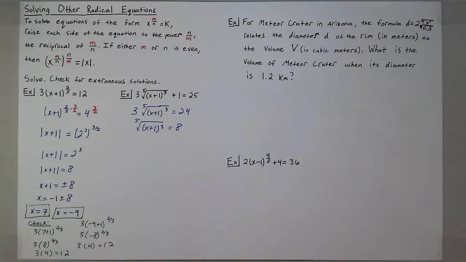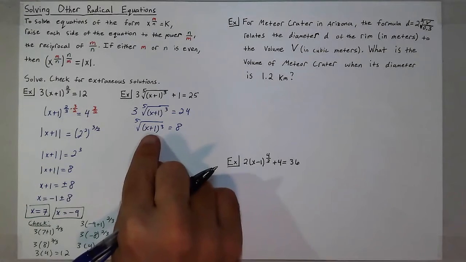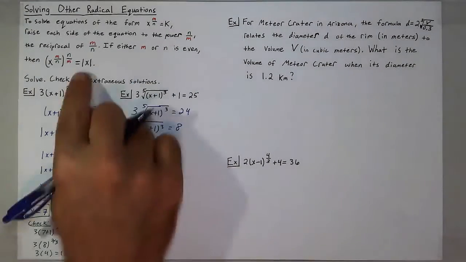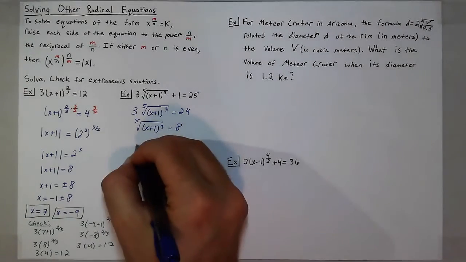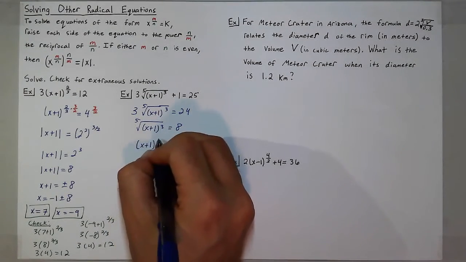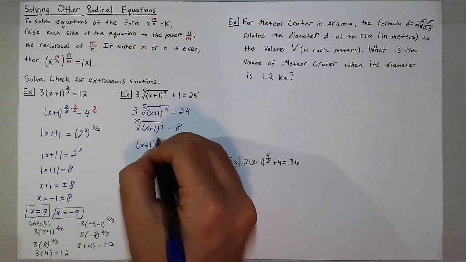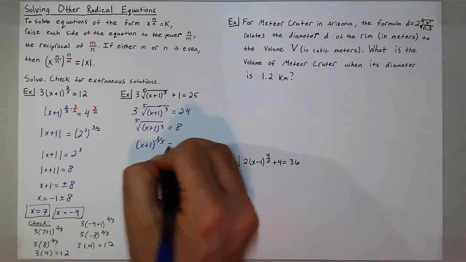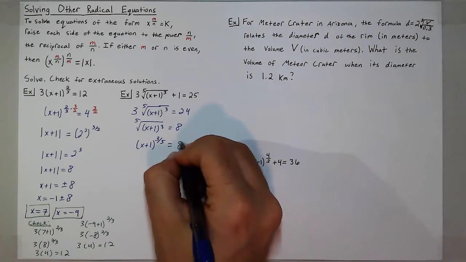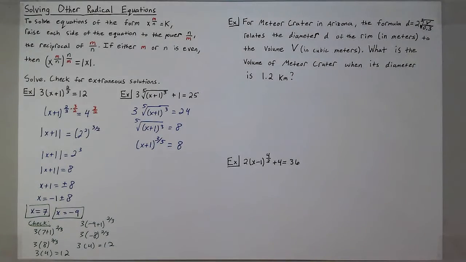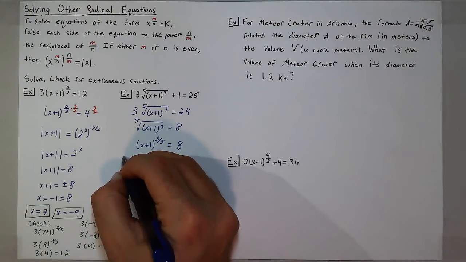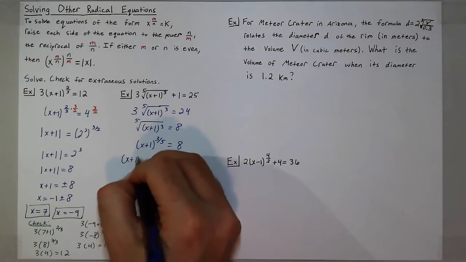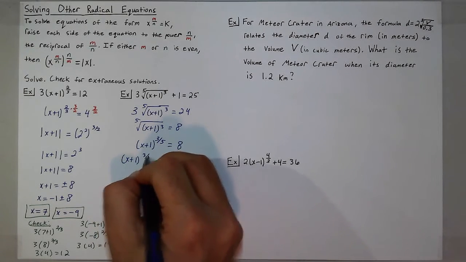Now, to solve this, I'm going to rewrite this in exponential form so I can just use that reciprocal power way to solve. Rewriting this in exponential form, I'll have (x plus 1) to the 3/5 power. That 5 should go in the denominator. And then I'll raise each side. So I'll have (x plus 1) to the 3/5 equals 8.